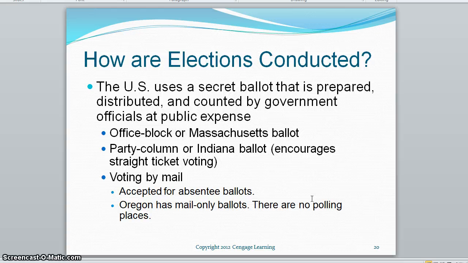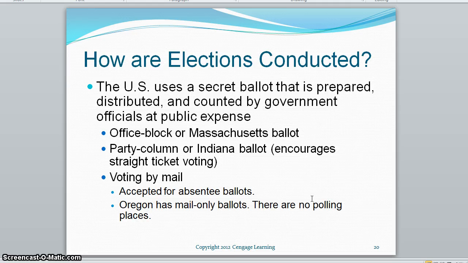All states have used a secret ballot. It's distributed and tabulated by government officials. That's called the Australian ballot. Other ways elections are conducted: the office block ballot, or Massachusetts ballot. That ballot groups candidates together under the title of the office, thus discouraging straight ticket voting.